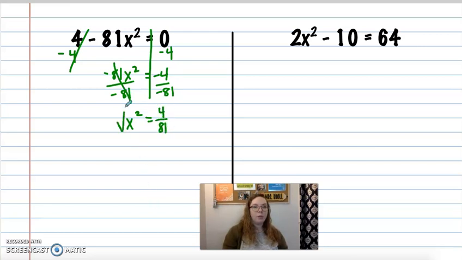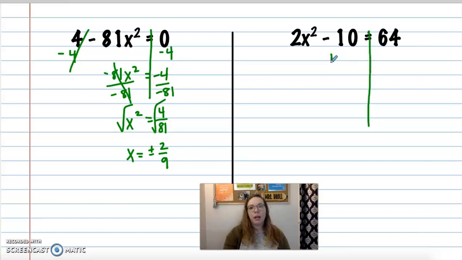And then I'll square root both sides. Square root of 4 is 2. Square root of 81 is 9. So we have positive and -2 9s. And I believe I put in your instructions, but I do want you to leave those as fractions if they were fractions as we went along.